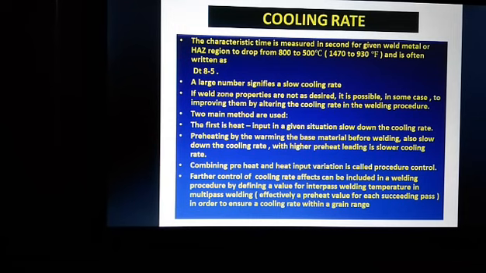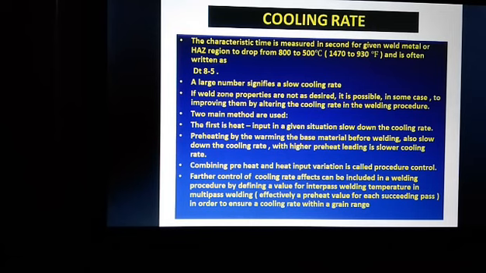Preheating is warming the base material before welding. It also slows down the cooling rate: a higher preheat leads to a slower cooling rate. Combining preheating and heat input variation is called procedure control.